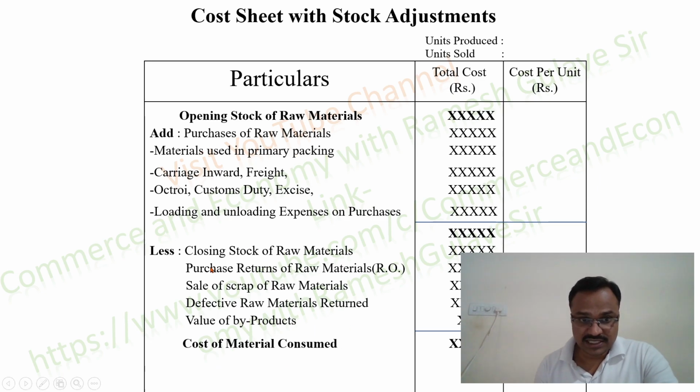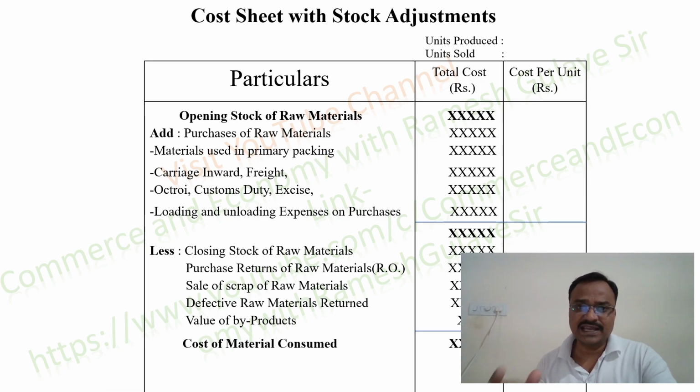So here, friends, very important points are added: purchase of raw material, and material used in primary packaging. There is a difference between primary packaging and secondary packaging, friends. Primary packaging means the packaging of toothpaste. You cannot use toothpaste without that tube, without that primary packaging. So that packaging is a must for the use of toothpaste. That is primary packaging. And what is secondary packaging?